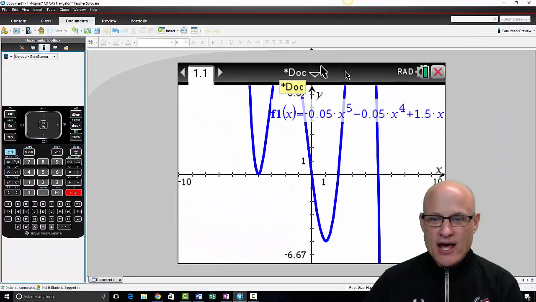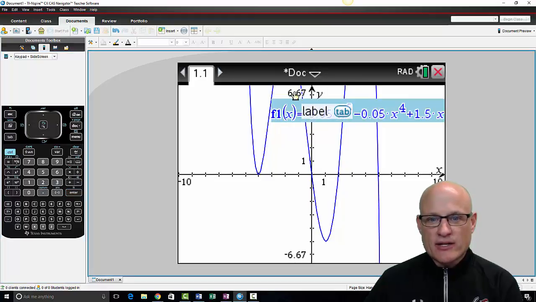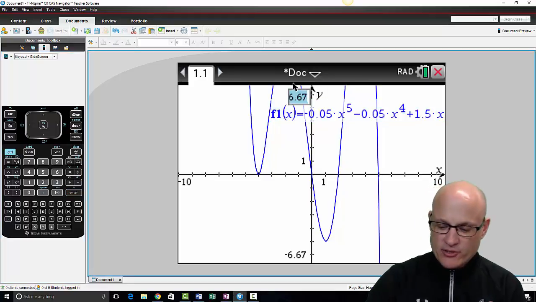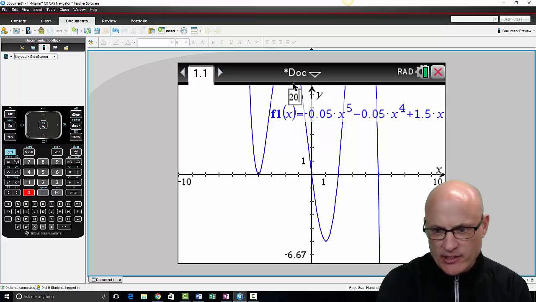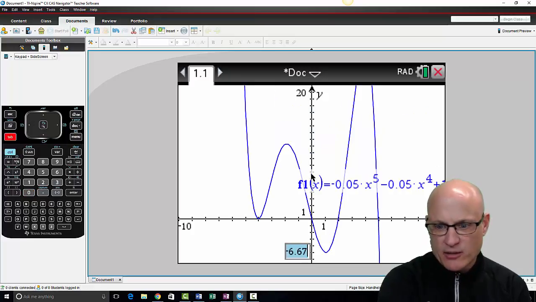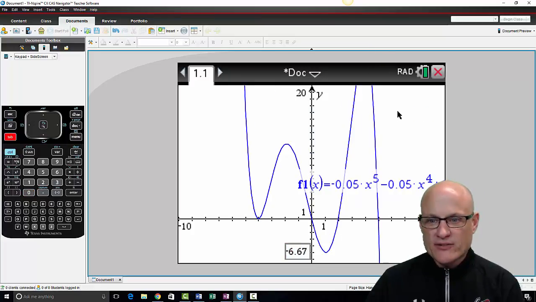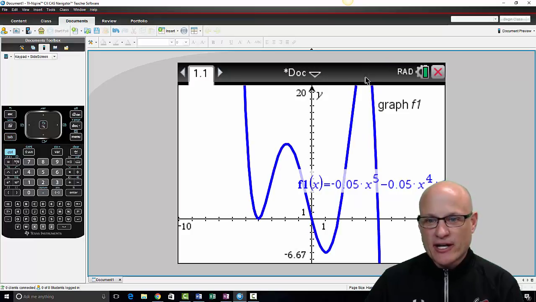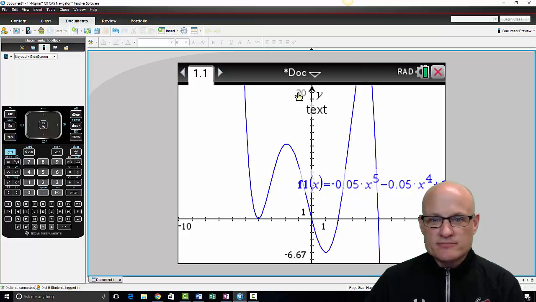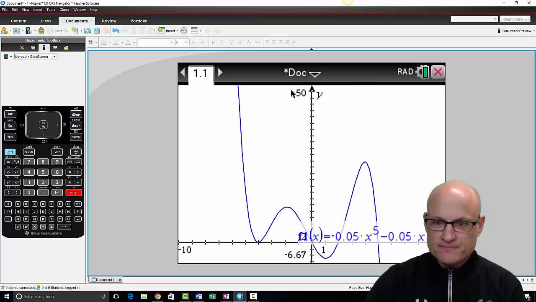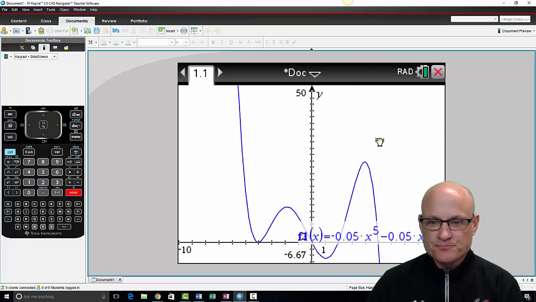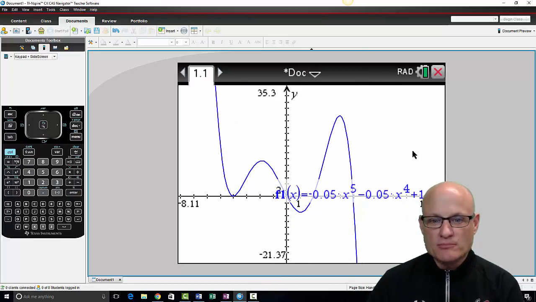So what I got to do is change these. I'm going to double click on this, and I'm going to change this to 20. And then I'm going to hit tab, tab, tab, tab. That's good enough. But wait a second, I still can't see this one up here, can I? So I'm going to make it 50. Now I can see them. So now I can see them all.